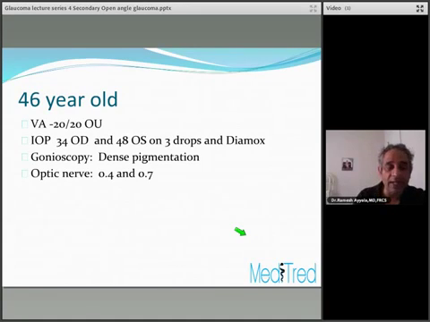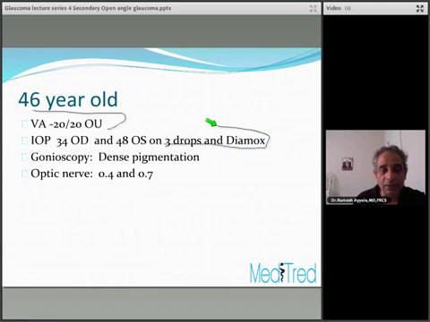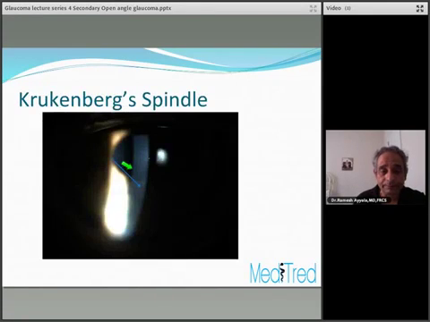Here is an example of a patient from my own practice that I recently saw, a 46-year-old who was referred in for pigmentary glaucoma management. Vision was 20/20. Intraocular pressures were 34 millimeters of mercury in the right eye and 48 in the left eye, on 3 drops and Diamox. Gonioscopy revealed dense pigmentation in the angle, optic nerve 0.4 and 0.7 cupping. Visual fields were still normal.